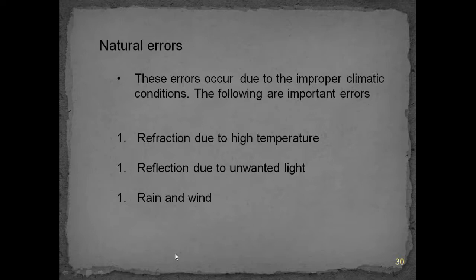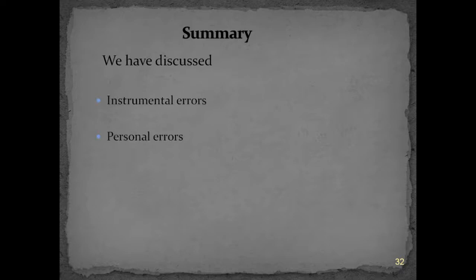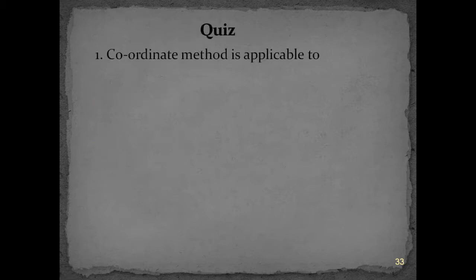So these are the three errors that may arise in the theodolite: instrumental errors, personal errors, and natural errors. What we have learned today in this class is the calculation of the area of a closed traverse by the coordinates method 2, and we solved one problem also, and we discussed the instrumental errors, personal errors, and natural errors. These are very important for your external or internal examination for essay type questions. This one is very important, right? Next, we'll see some questions.